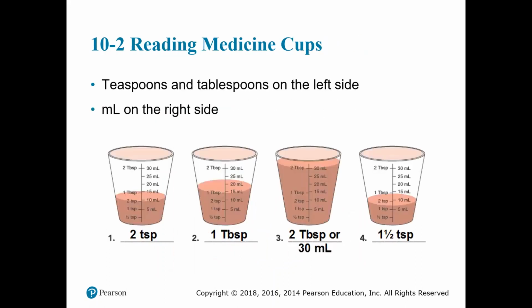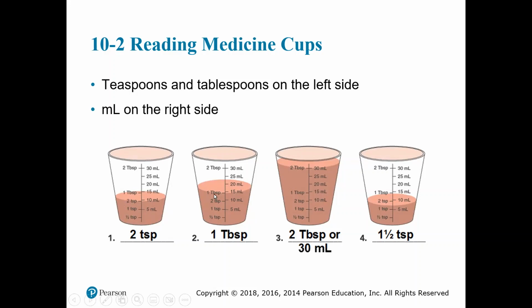Okay. So here again are a few more examples. So teaspoons and tablespoons are on the left side and milliliters are on the right side in these dosage cups here that you can see. So on the left, you have a dose that is 2 teaspoons, which is the same thing as 10 milliliters. Remember that dosage conversion of 1 teaspoon to 5 milliliters is really, really common. So you're seeing that here.